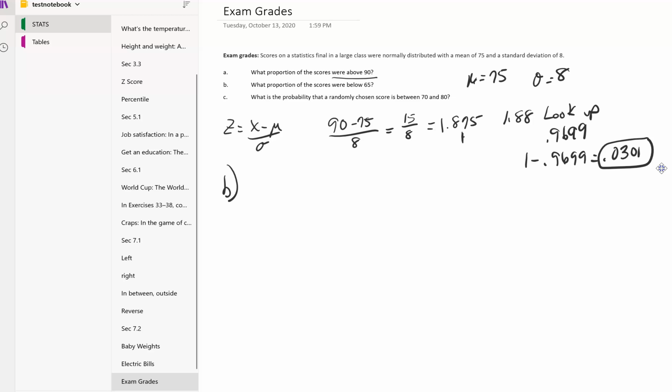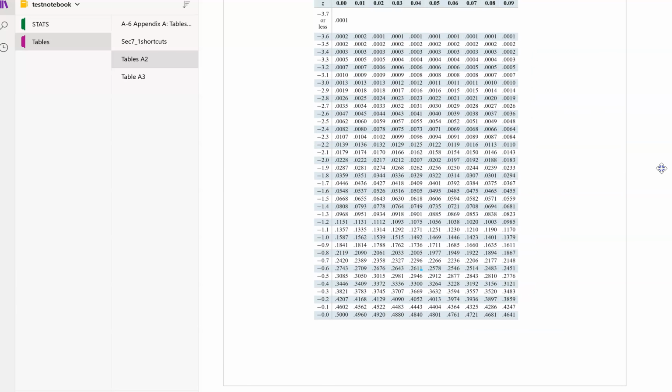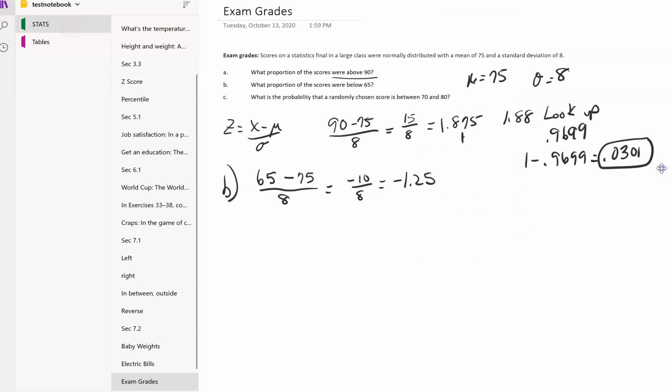B. What proportion of scores were below 65? All right, so this is below, which is less than. So whatever I look up, that's my answer. So 65 minus 75 divided by 8. So I get a minus 10, watch your negative sign, divided by 8, or a minus 1.25. That's what I'm looking up, a minus 1.25. So I'm on the negative side of the chart. Minus 1.25 is here. And the answer is 0.1056. And since this is a less than, that's my answer.